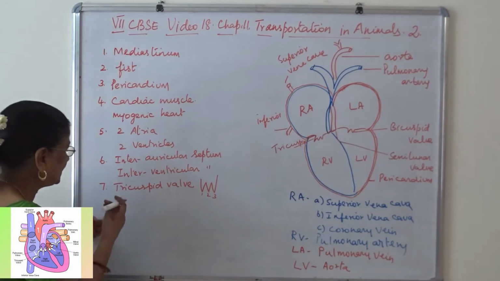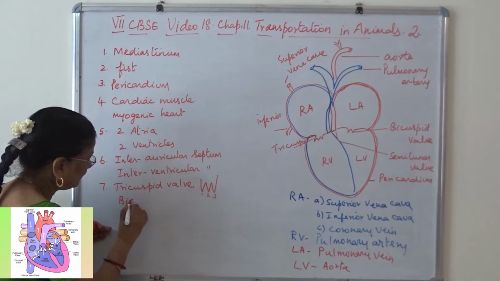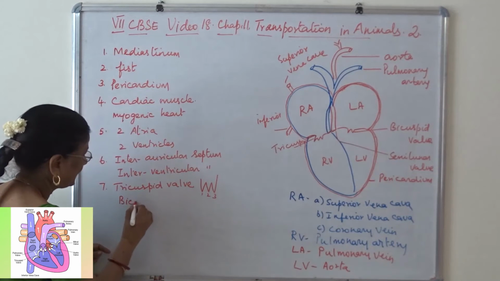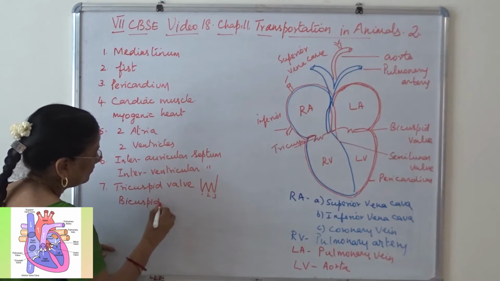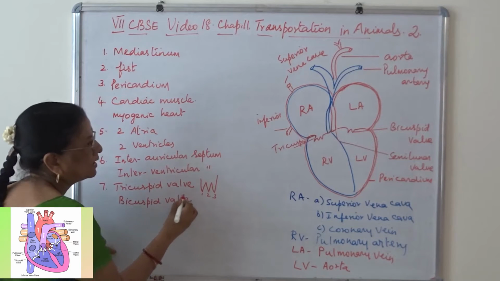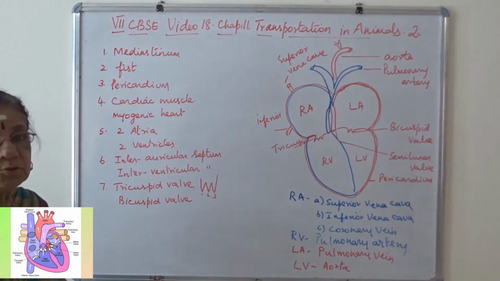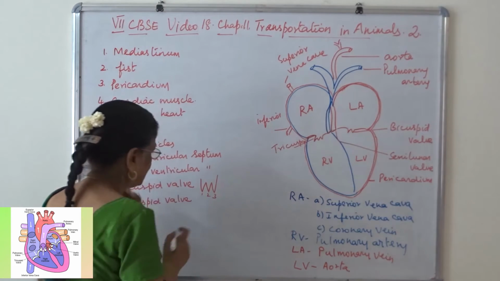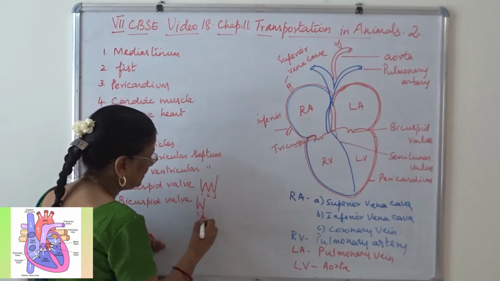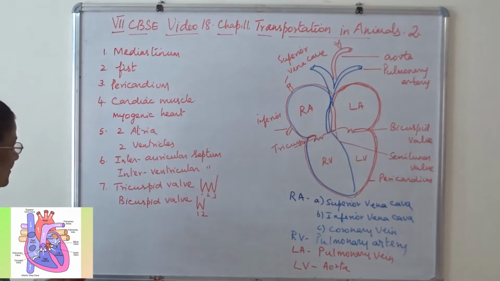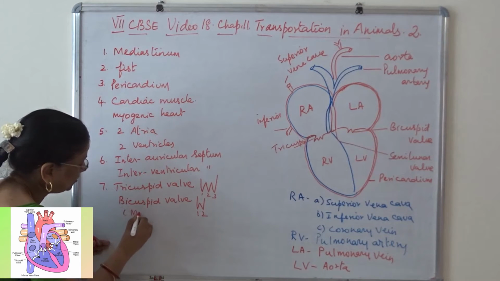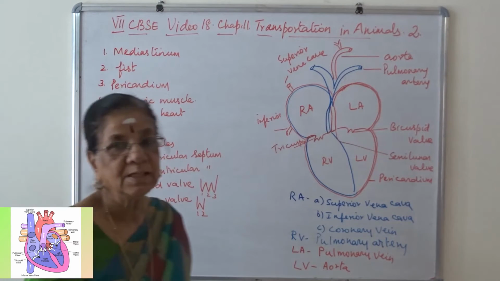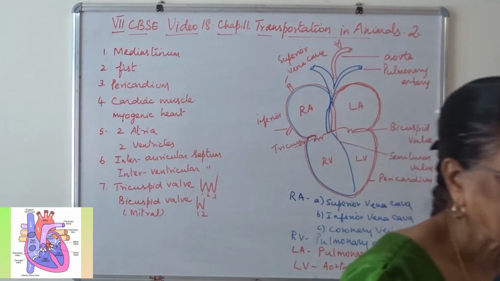Same way, the left atrium opens into the left ventricle by the bicuspid valve. Only 2 cusps, 1, 2. It is the bicuspid valve, also known as the mitral valve.